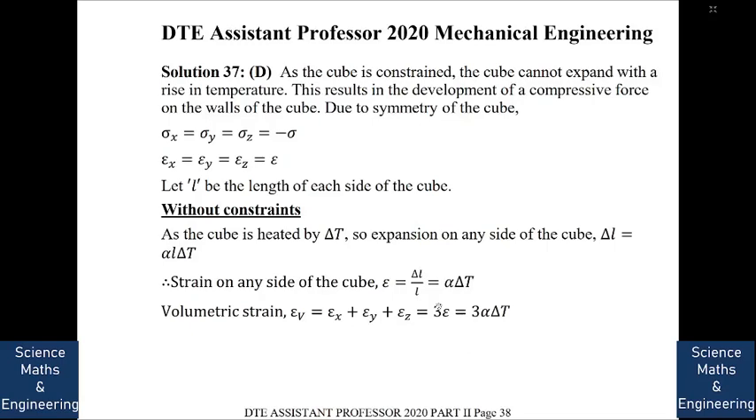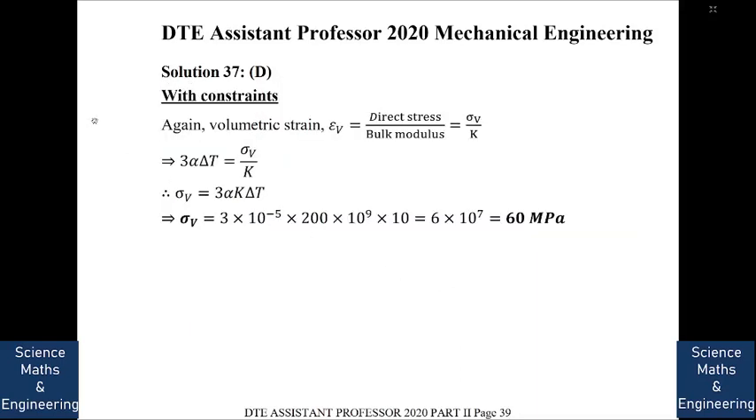Now volumetric strain would be equal to the sum of all the strains, so that would be equal to 3 alpha delta T. Now with constraint, volumetric strain would be equal to sigma V, the direct stress, divided by the bulk modulus, so it is sigma V by K. So from here we get sigma V is equal to 3 alpha K delta T. So from here we get sigma V is equal to 60 megapascal. So option D is the correct answer.